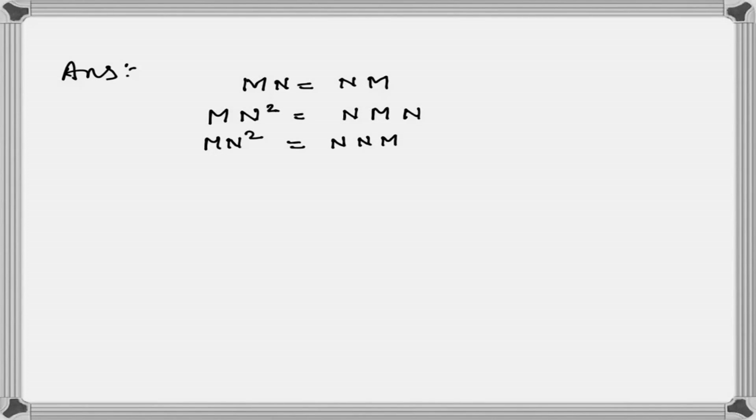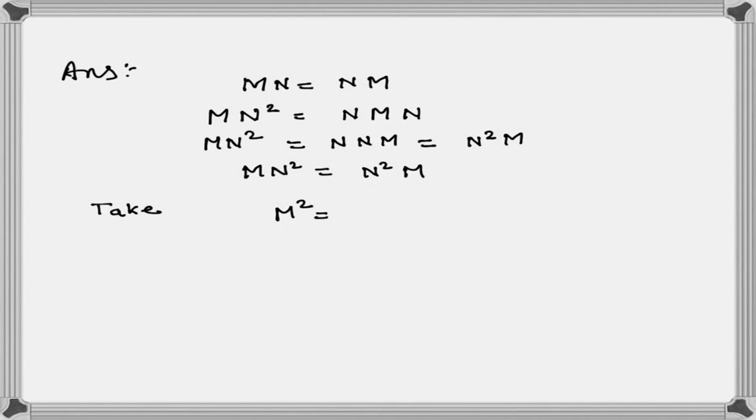Okay, so this is what is given. It is given that MN is equals to NM. Let's see what it gives us, right? So if I multiply MN into N from the right, then MN square is equals to NMN, and now I can apply the MN is equals to NM here. So we get MN square is equals to, okay, and this is equals to N square M. So we have MN square is equals to N square M.